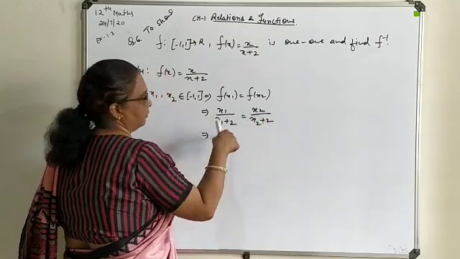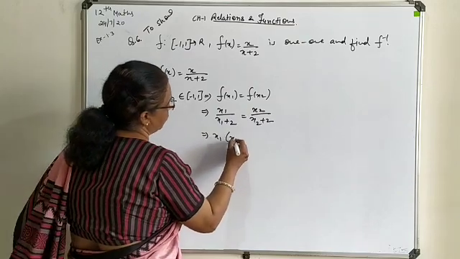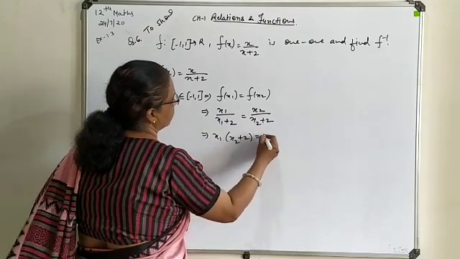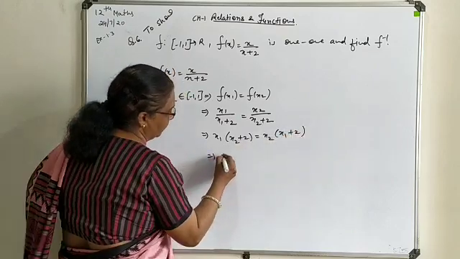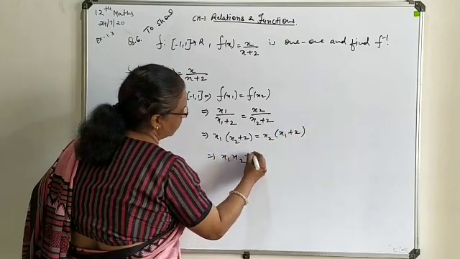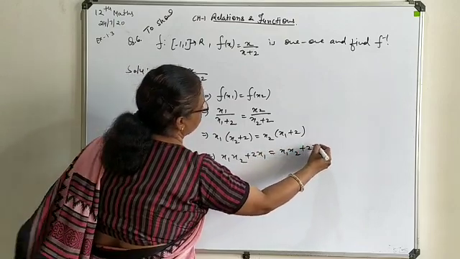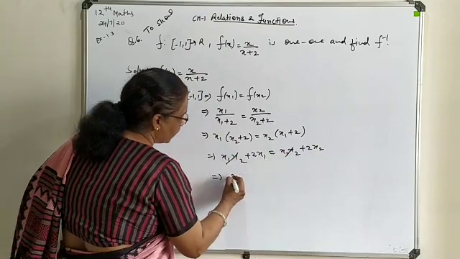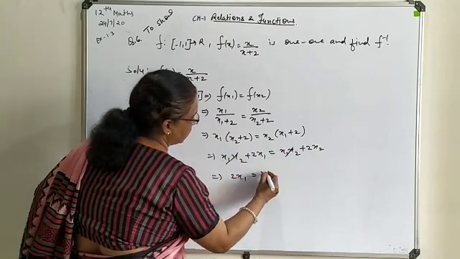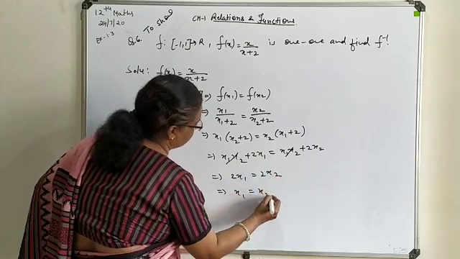Make them sort out for further solution, means cross multiplication. So x1(x2 + 2) = x2(x1 + 2). Multiply: x1x2 + 2x1 = x1x2 + 2x2. Here you can see x1x2 cancels. 2x1 is equal to 2x2. The 2 cancels further, so you are getting x1 = x2.